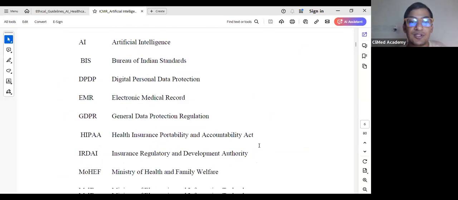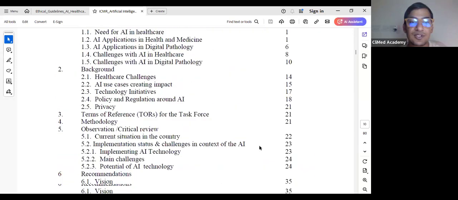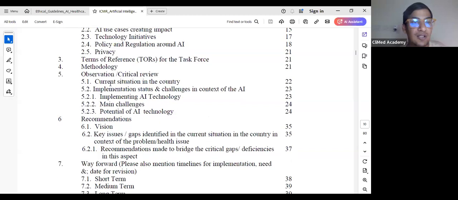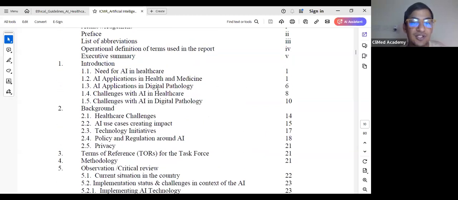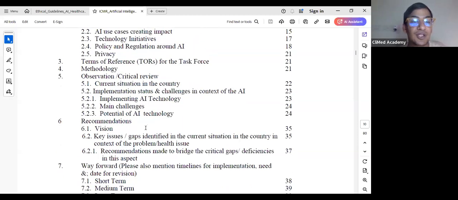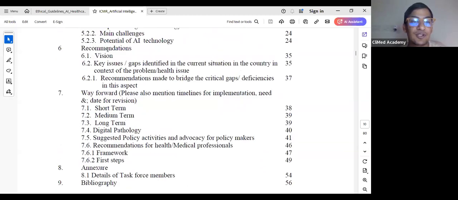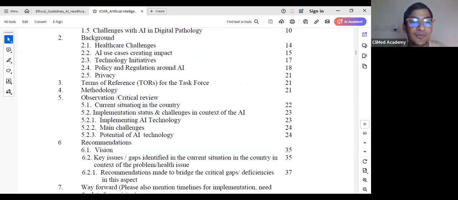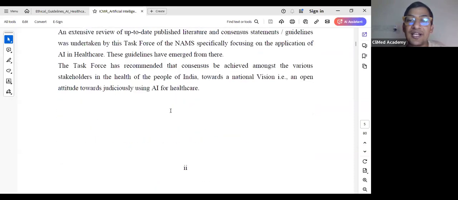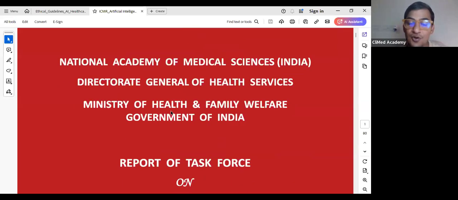If we look at the content, it talks about the introduction, background, AI applications in medicine, AI applications in digital pathology, challenges with AI, then recommendations, the way forward, and major terms which have been given for AI. So this is for when you are using AI for healthcare services. But our today's topic is not this.